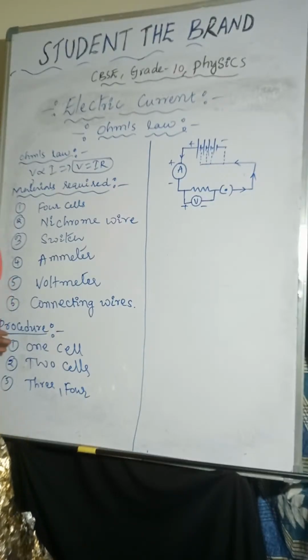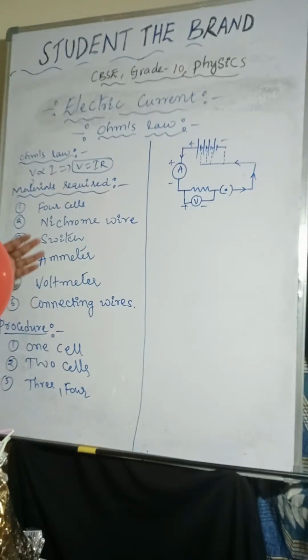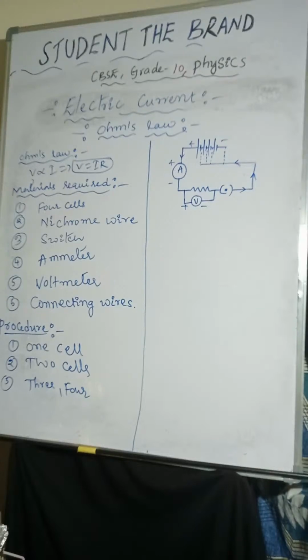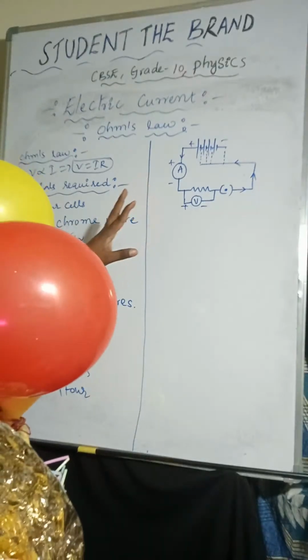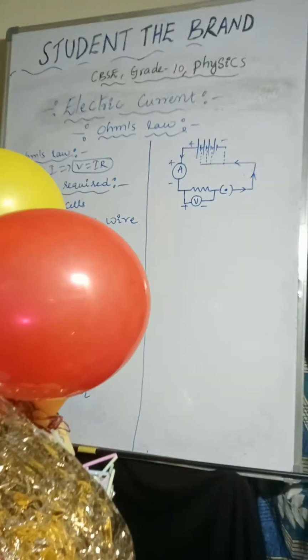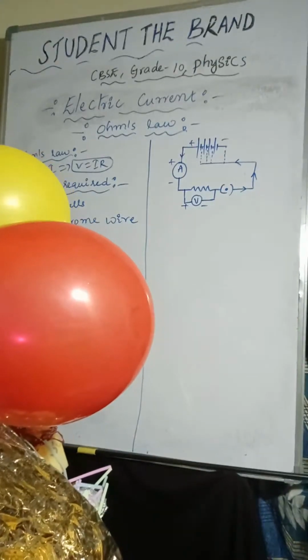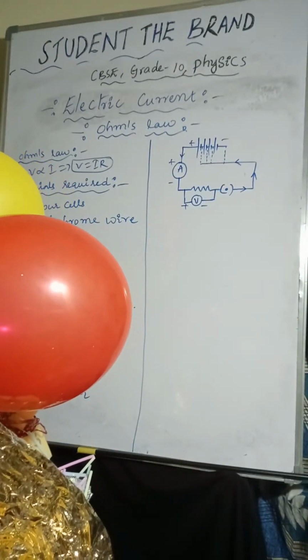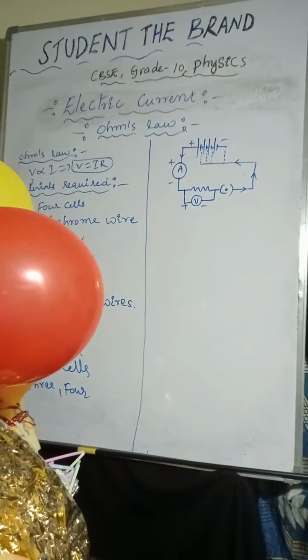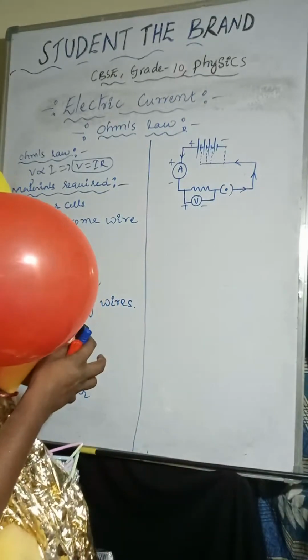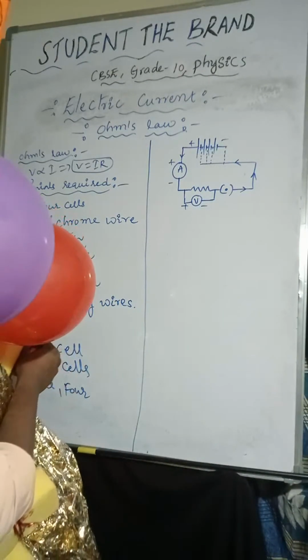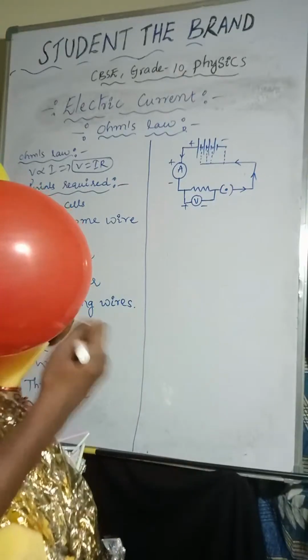So procedure, first you have to connect one cell and note down the reading of ammeter and voltmeter, and connect two cells and note down the reading of ammeter and voltmeter, and repeat the process for 3 and 4. So this is a circuit diagram. Okay, so now we can see, so draw the graph.